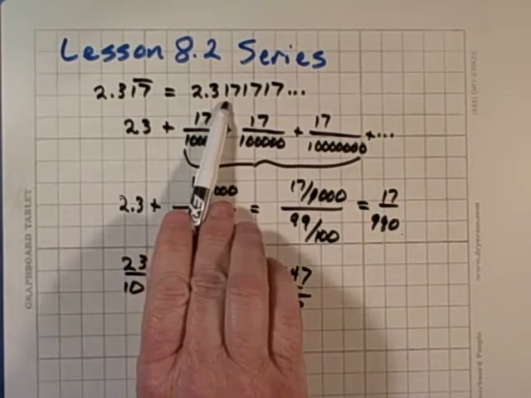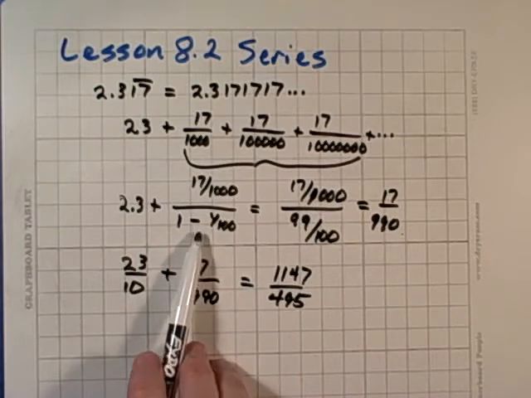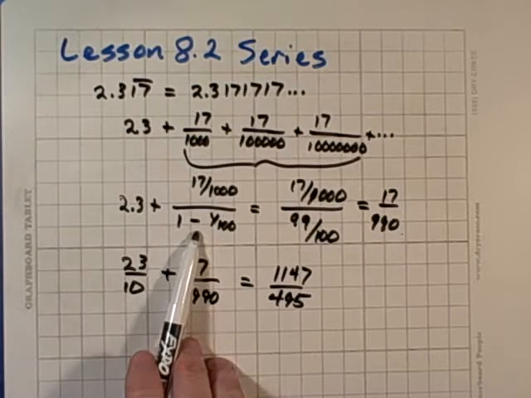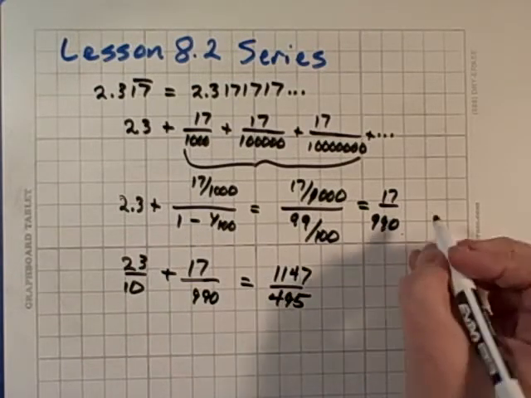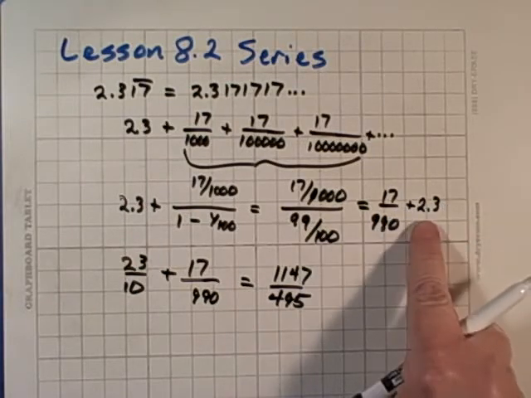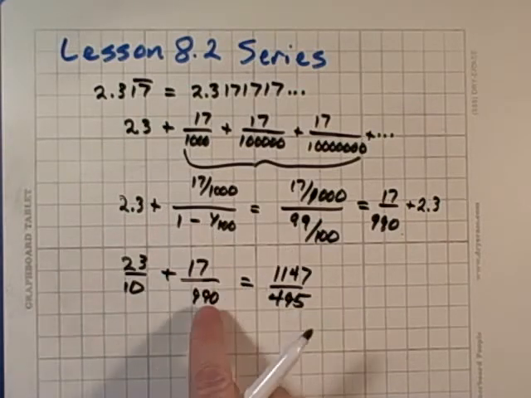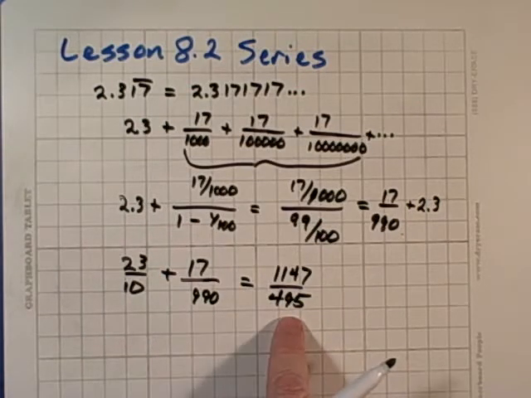So repeating decimals are geometric, and the repeating portion can be written as an infinite sum. You can obtain its sum, and I did probably forget the 2.3 on this side. And of course the finite part combined with the infinite part we put together to get the final sum.